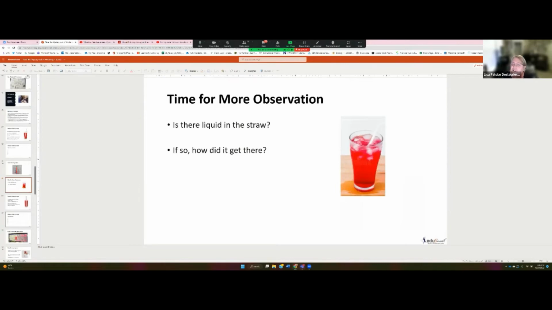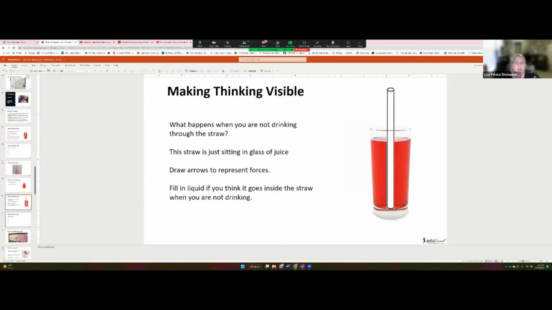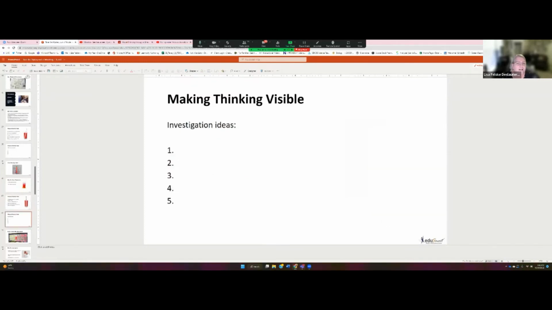So if it's just sitting there, is there liquid in the straw? If so, how did it get there? If you're not sucking through the straw to pull, they think you're pulling liquid up. I'll talk about that again in a minute. How does it get in if you're not sucking on the straw? So that's something to think about. And so what happens if you're not drinking? Draw arrows to represent the forces, fill in the liquid if you think it goes inside the straw.